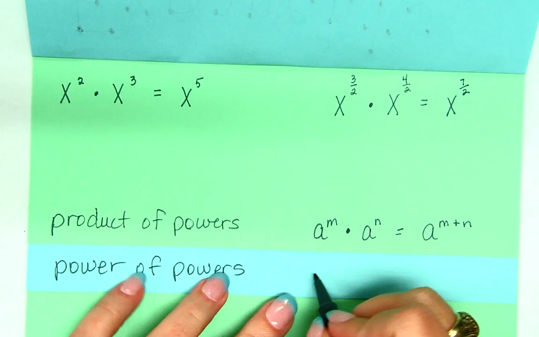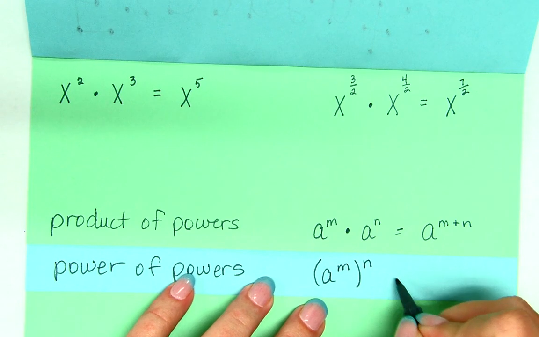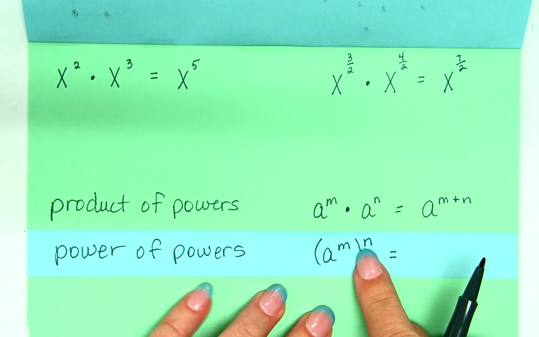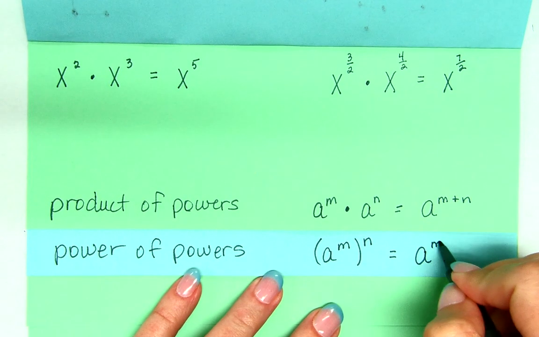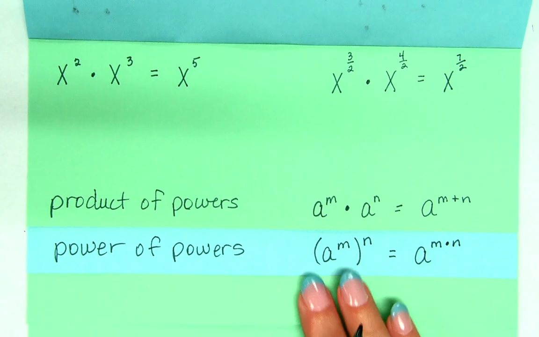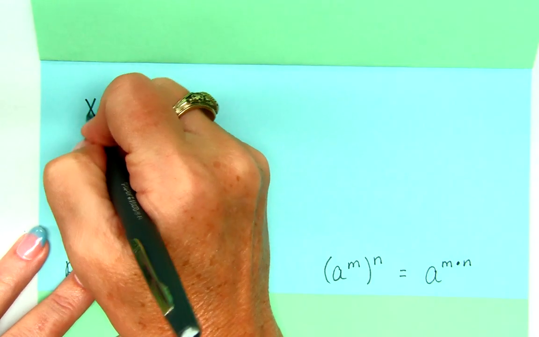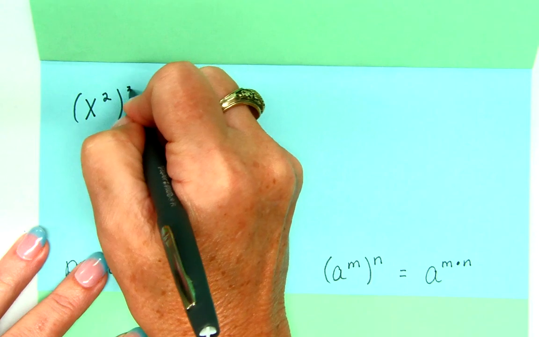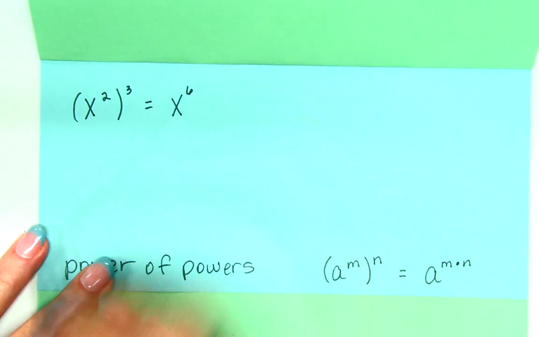And the rule says a to the m power being raised to the n power. If I have a power to a power, what do I do with those two numbers? I do a to the m times n. I multiply those. Okay? Ready? So x squared raised to the third power should be what? X to the sixth. Very good.